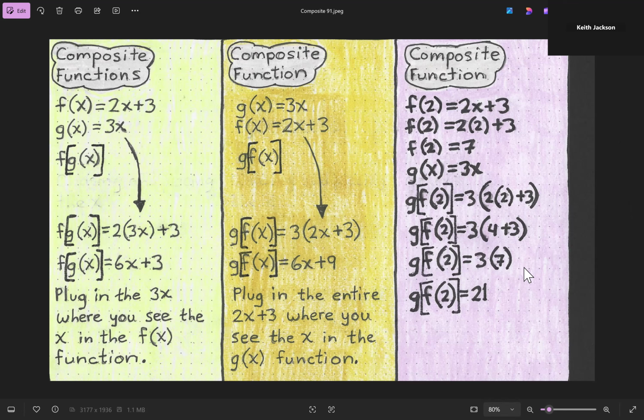And so now the good news is this. If we already knew that f of 2 would be 7, all we had to do is skip all these steps and just put this 7 inside the g function. All we had to do was plug in this 7 right here, and we will know that g of f of 2 will give us 21.